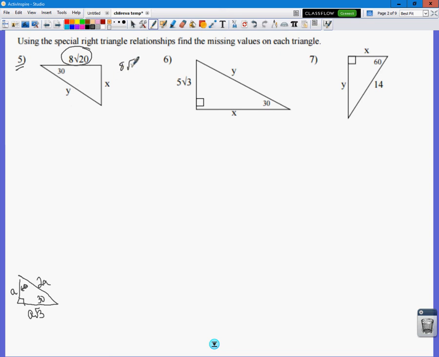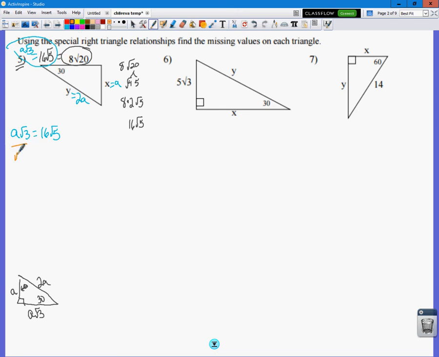8 square roots of 20 will simplify because 20 is divisible by 4 and 5, which would give me 8 times 2 radicals of 5, and 8 times 2 is 16. So where this is, I'm going to put 16 square roots of 5. Remember that across from the 30, we write equals A. Across from the 60, we write equals A square roots of 3. There's my algebraic equation. A square roots of 3 is equal to 16 square roots of 5. And the y is going to be equal to 2A.